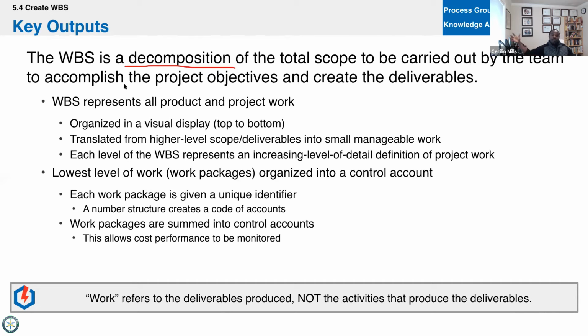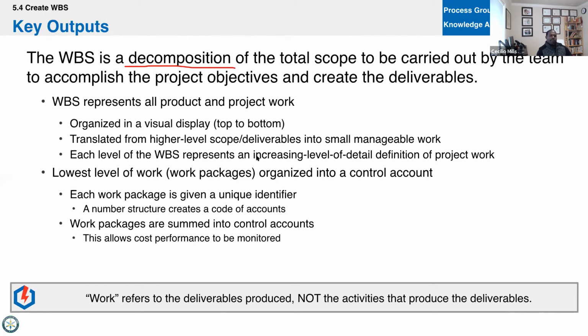This can be horizontal, left to right, right to left, bottom up, top down. I know in the slide here, we said it's organized in the visual way, top to bottom, usually like 99% of the time. And it's translated from higher level scopes into smaller manageable work. That's what it usually looks like. But understand that from PMI's perspective and for the exam, it's up to the PM to determine which way the WBS will be developed. Okay.